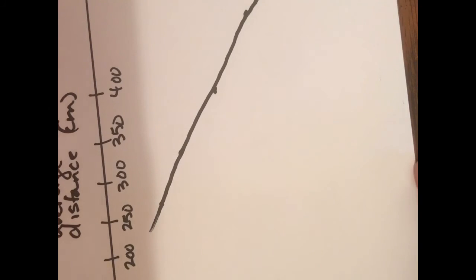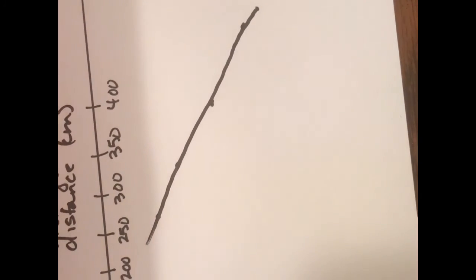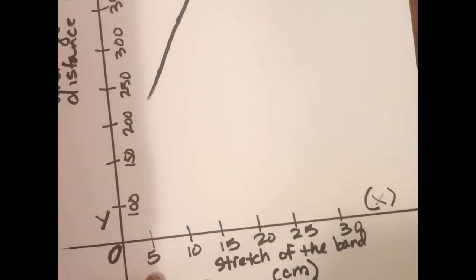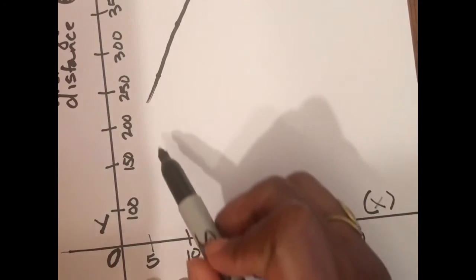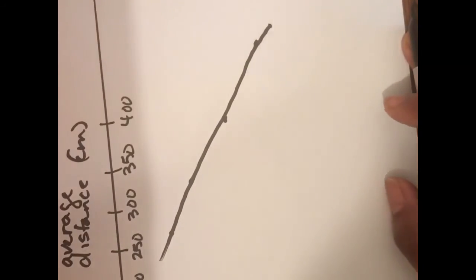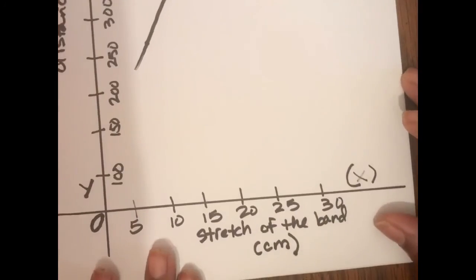So what is the relationship between the amount of stretch and the distance that it traveled? We would say that as the stretch of the band increased, the distance it traveled increased also. So there's a positive relationship between the distance that it traveled and the amount of stretch.